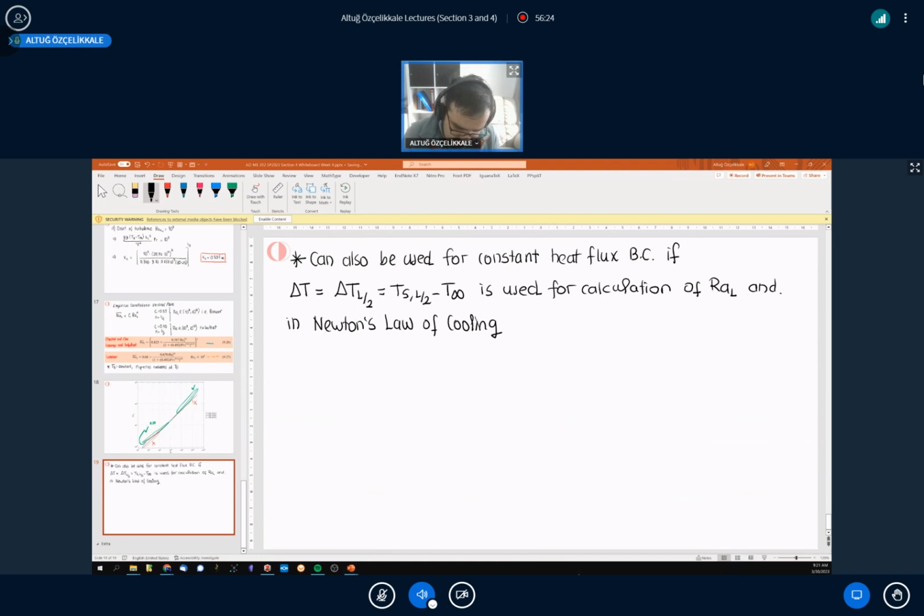It will look like this. So the convection heat transfer coefficient is going to be the heat flux divided by delta T at L/2. So how is this useful? I mean, if you know the heat flux, we already know the amount of heat transfer from the surface, right?